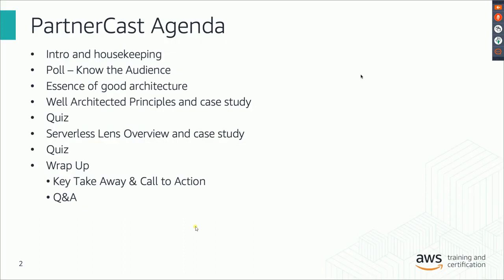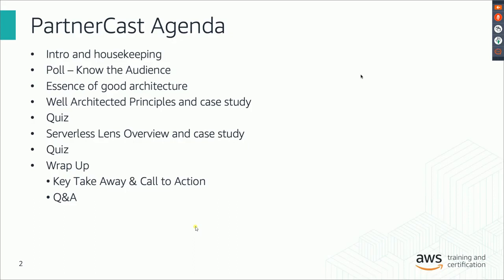So this is a quick agenda for the day. We will have a quick introduction round followed by some housekeeping. Once that is done, we will have a quick poll. We will be using Kahoot for a few polls and quizzes, so it's highly advisable that you have a second device, like your mobile, ready where you can access the poll. That would be great.